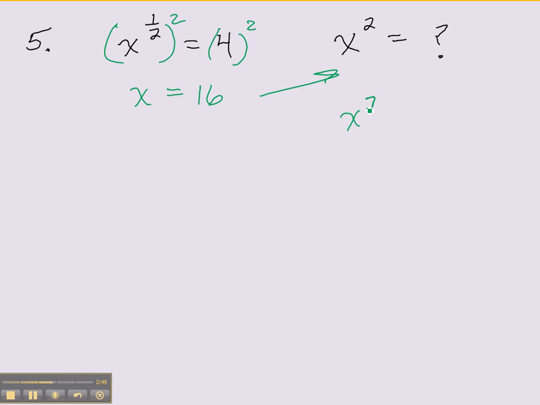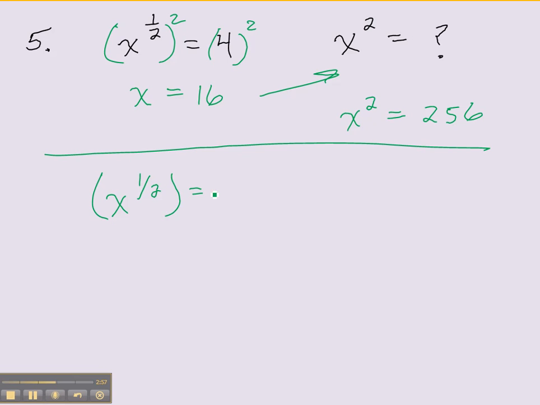Now another way to work this problem is to ask yourself, what can I raise this power to get x squared? Well, it'd have to be a 4, because x to the 1/2 to the 4th power is x squared. So we raise 4 to the 4th. You can input this into your calculator and get 256 as well. Answer choice E.